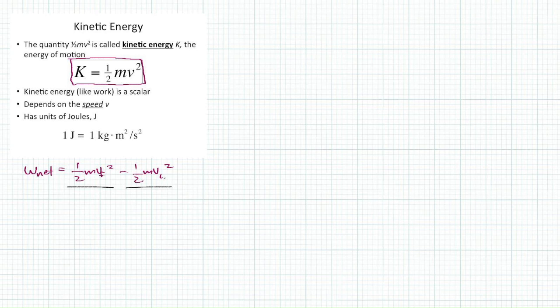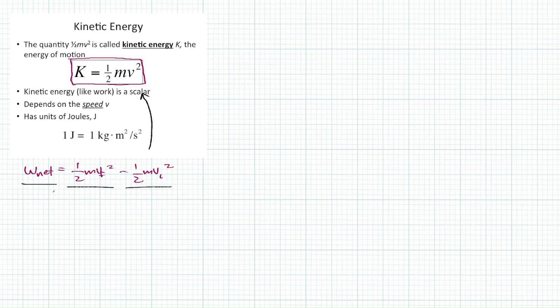Kinetic energy is a scalar. It's simply measured in one direction. It's determined by the speed or the velocity v. The faster, the higher the velocity, the greater the energy is going to be, and it has the same units that work has. It's in joules.